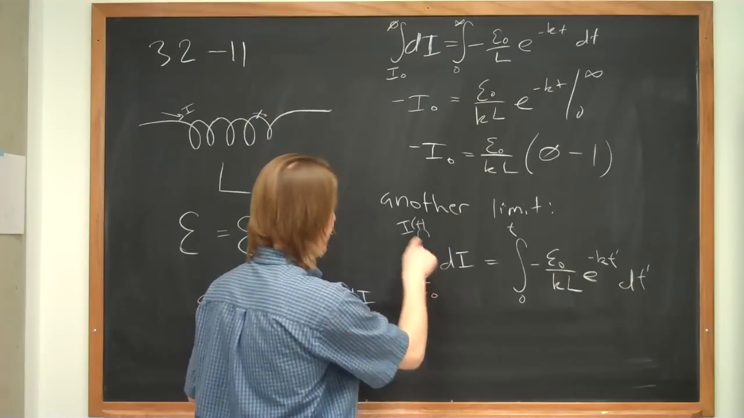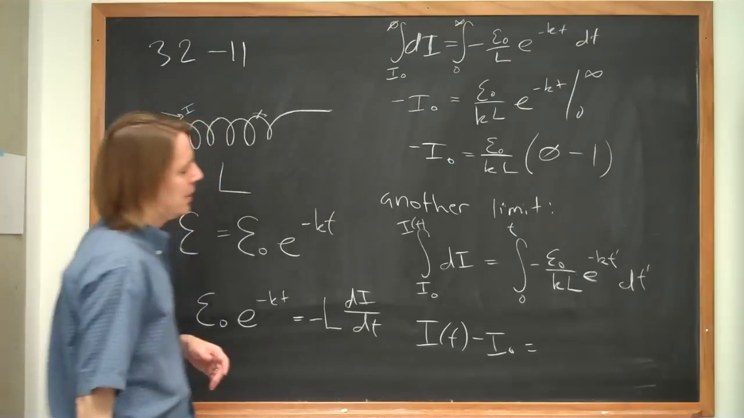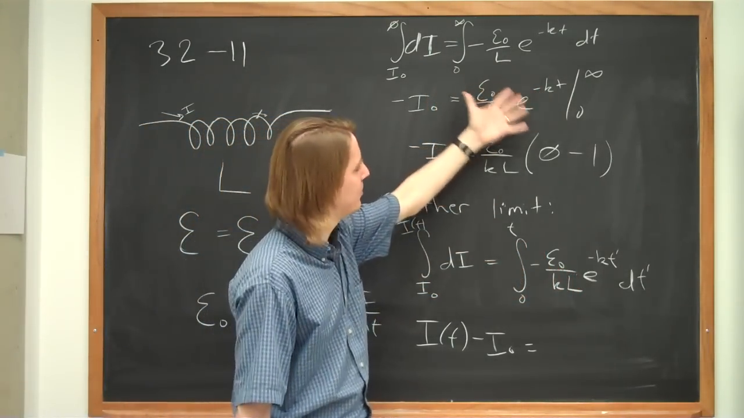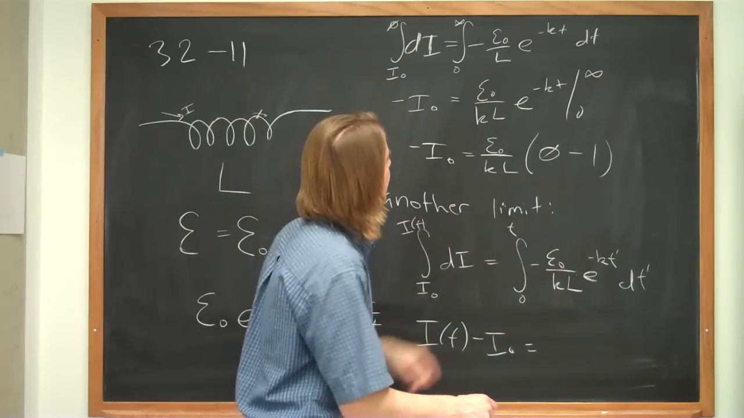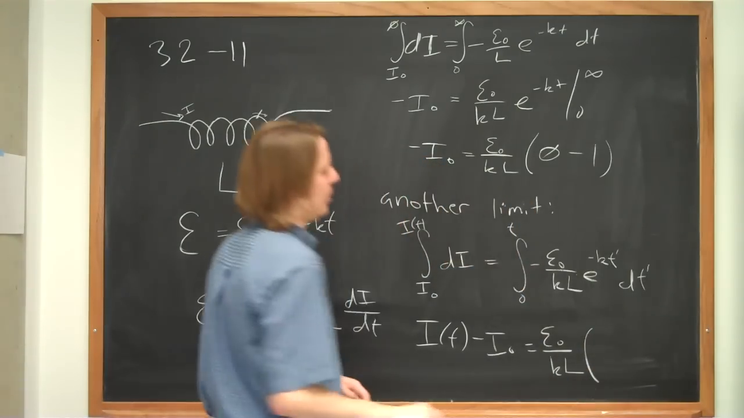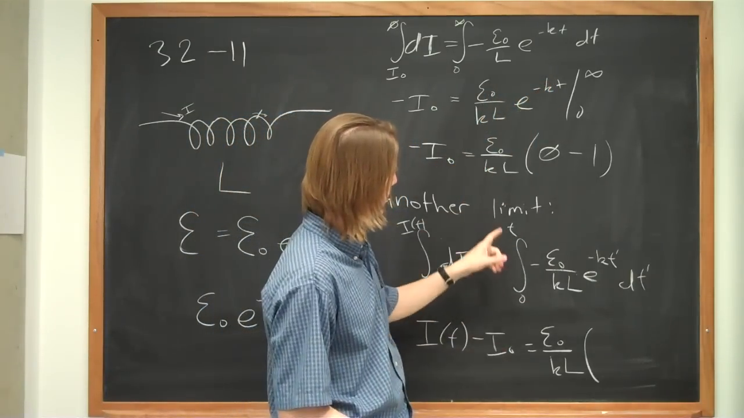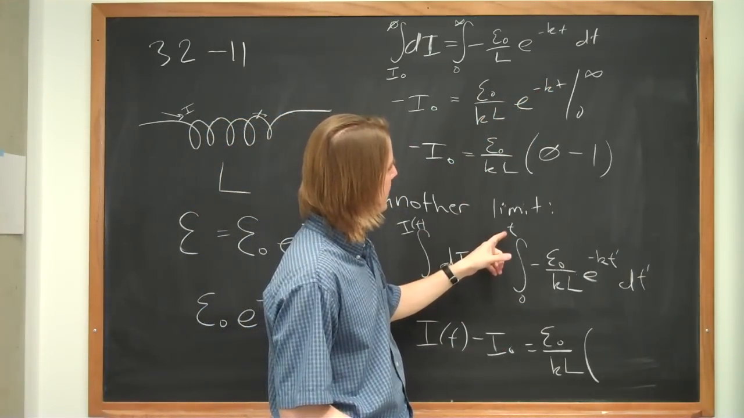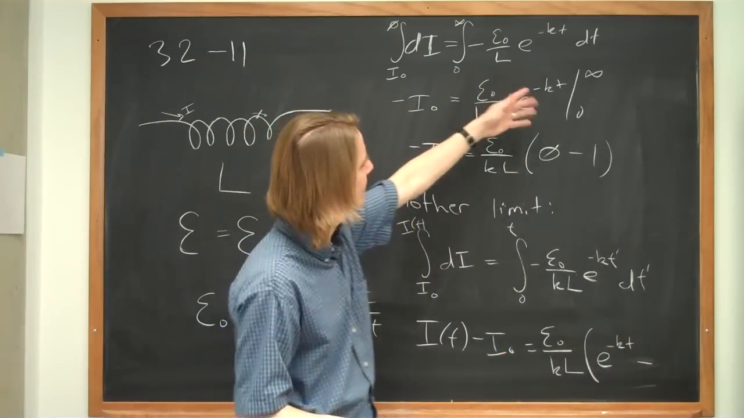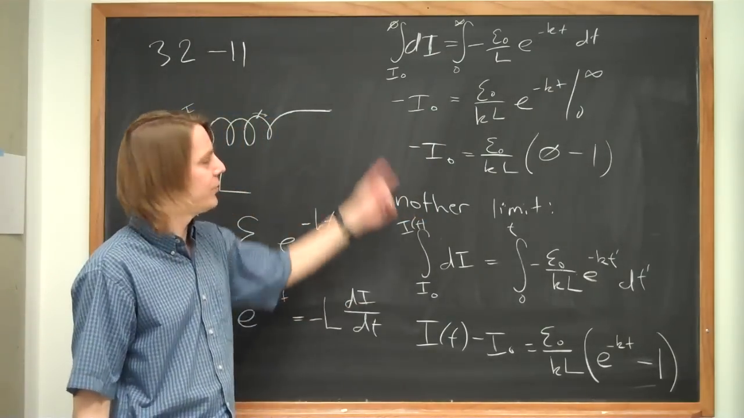This becomes I as a function of time minus I naught equals this. So we already evaluated it here. It's basically this same thing with these limits. So it becomes EMF naught over KL times e to the minus kt, but at the limit, or at the boundary t. So it's e to the minus kt, minus e to the minus kt evaluated at 0, which is still 1. Okay. And now we're going to move this up top and keep going.